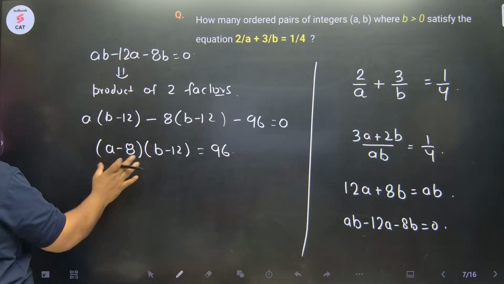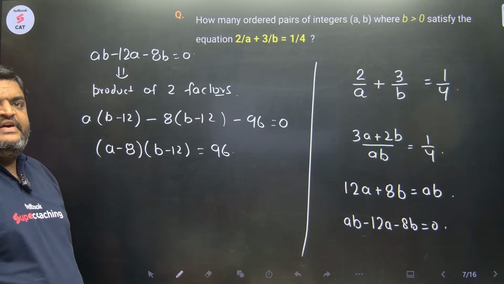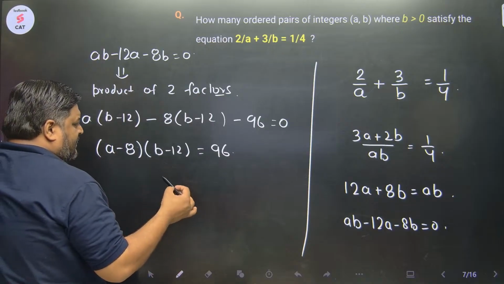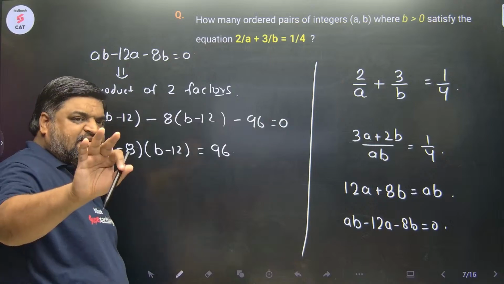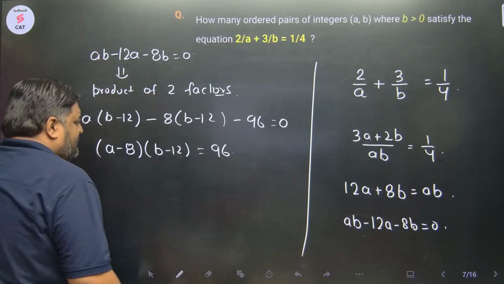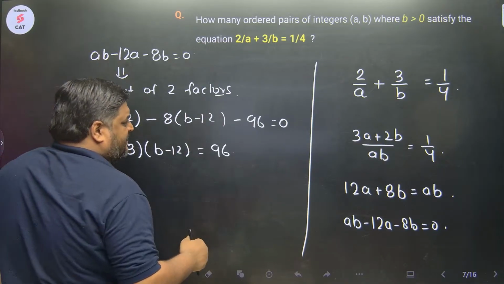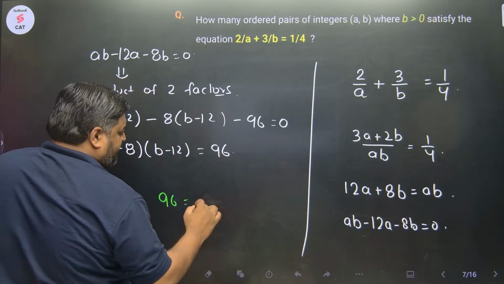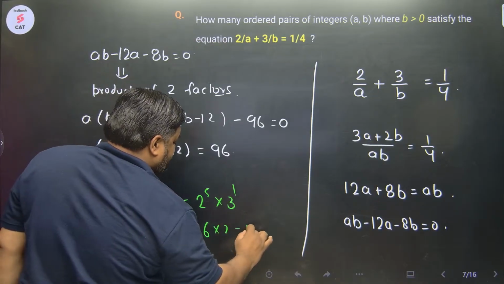So now this is represented as a product of two factors. Okay, so this is 96. Now, guys, अच्छा ये क्वेश्चन किस कॉन्सेप्ट के ऊपर था? नंबर ऑफ फैक्टर्स के ऊपर था ये क्वेश्चन. How many factors 96 had? 96 के कितने फैक्टर्स है? 96 is 32 into 3, so 2^5 × 3^1. So this is 6 into 2. 96 has 12 factors.